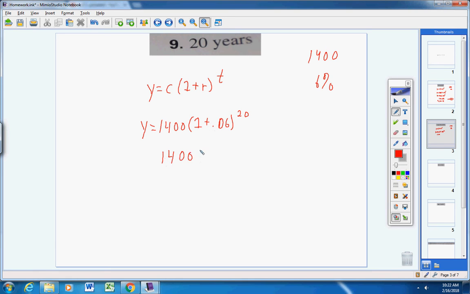So we have 1400 times 1.06 to the 20th power. Now remember, students, we do the power first, okay? So with your calculator, type in 1.06 to the 20th power.